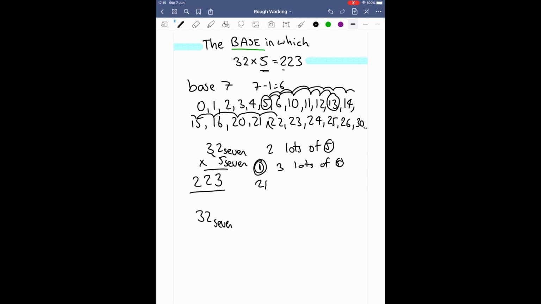32 base 7 times 5 base 7 gives us 223, which is what the question is asking us. So now we take this, and that will be our answer.